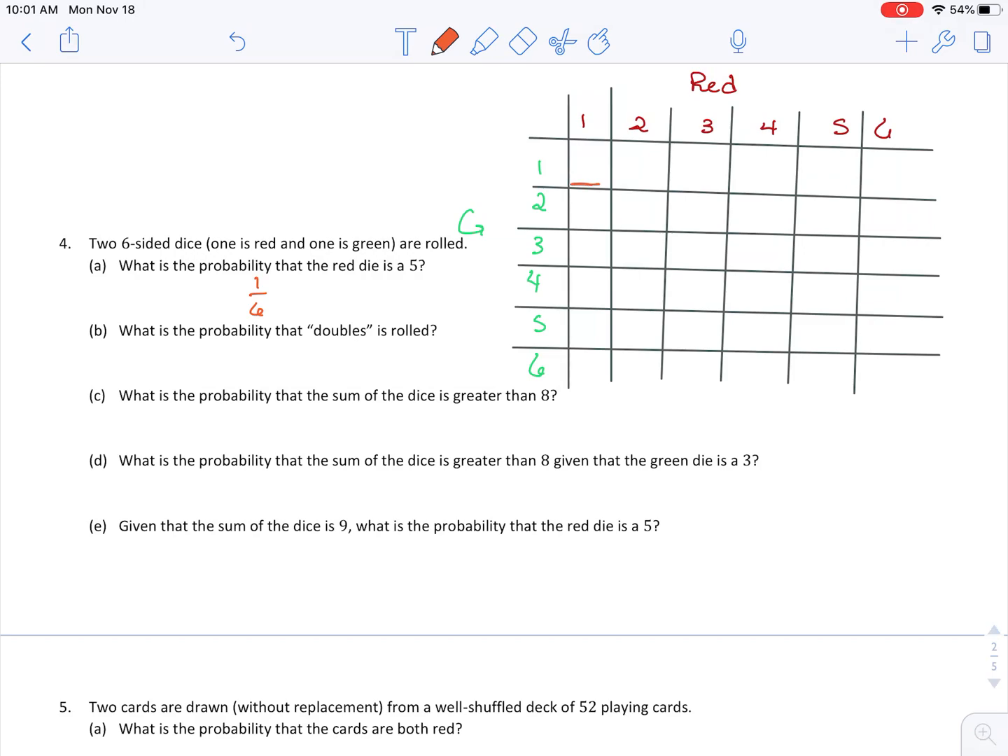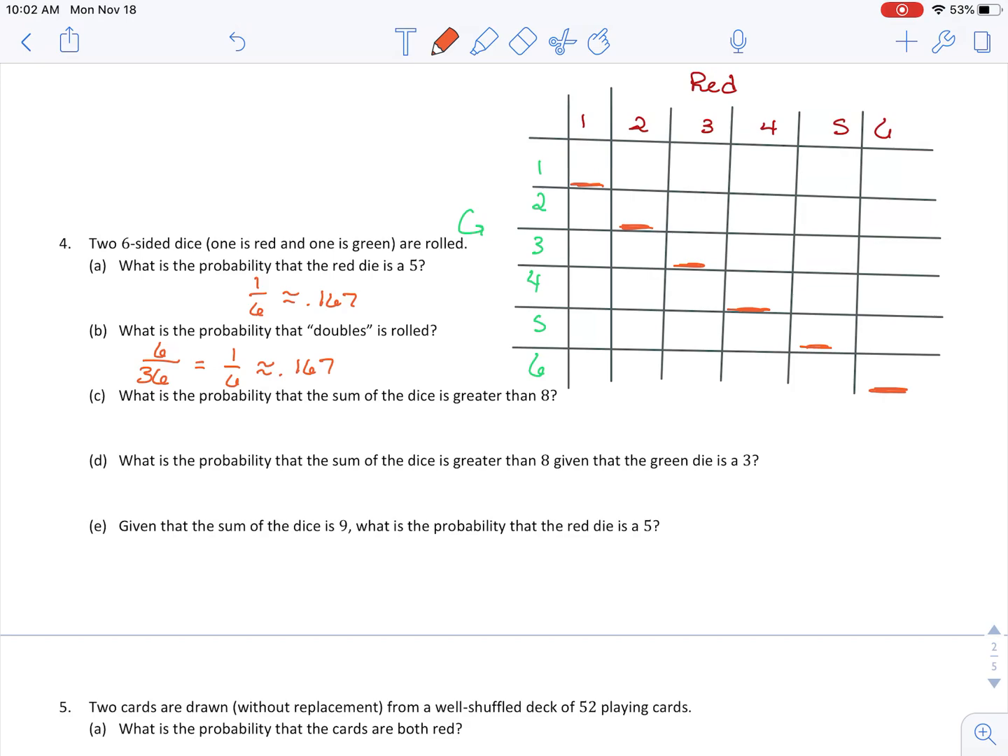For part B, I want the probability of doubles. Doubles would be when there's a 1 and a 1, a 2 and a 2, a 3 and a 3, 4, 4, 5, 5, and a 6, 6. Of this whole sample space, 6 of them were doubles, and there were 36 things on that chart. So again, it turns out to be 1 out of 6 for both of those probabilities, which it's fair to also put the decimal approximation for that.